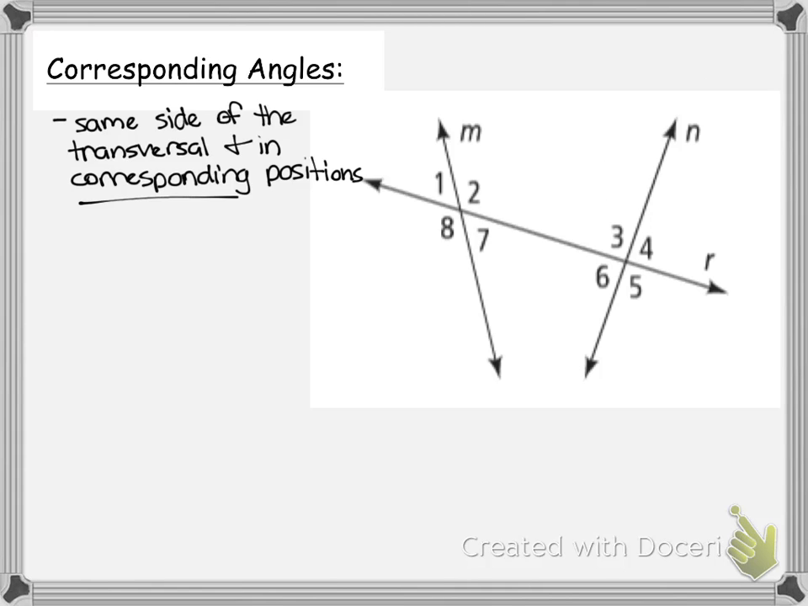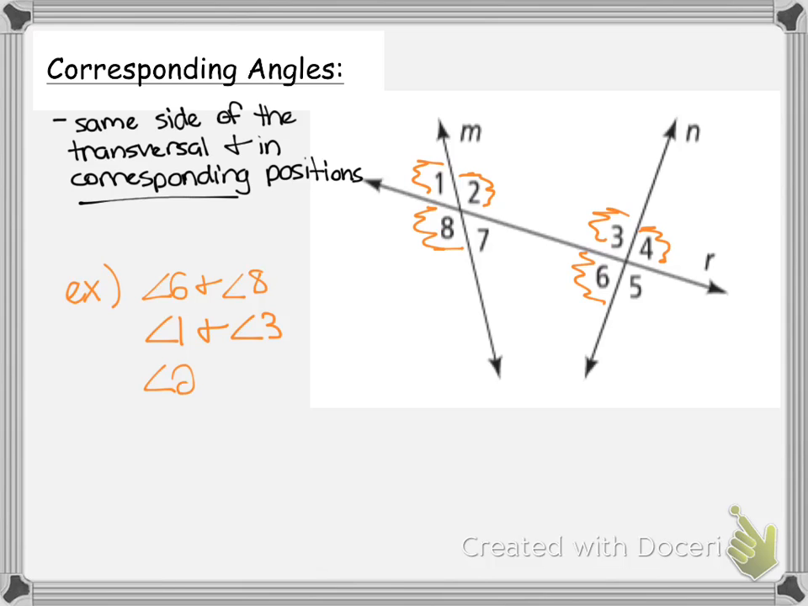Okay, so I am going to shade those in, we'll do orange. So for example, 6 would correspond with 8. They are on the same side of transversal R. They are in corresponding position. So 6 pairs with 8, which means 3 has to pair with 1. Likewise, we could say that 2 corresponds with 4. And finally, 7 corresponds with 5.